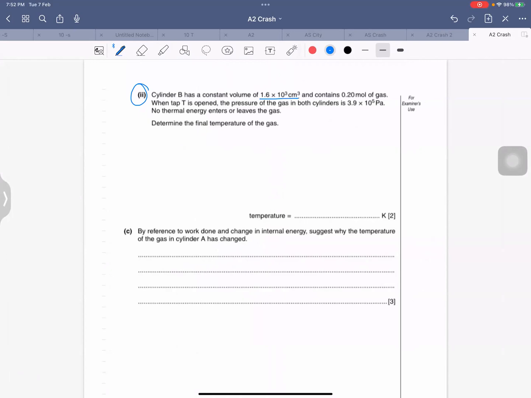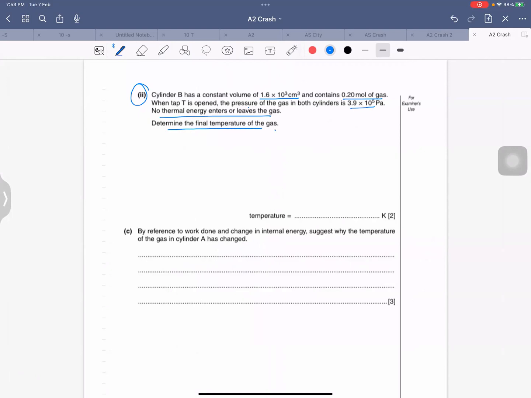So then it says cylinder B has a constant volume of 1.6 times 10 raised to power 3 and contains 0.20 moles of gas. The tap T is opened, and the pressure of gas in both cylinders is this. No thermal energy enters or leaves. Determine the final temperature of the gas.